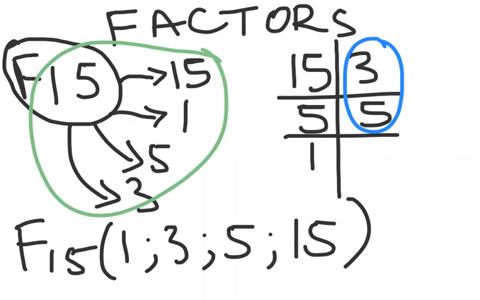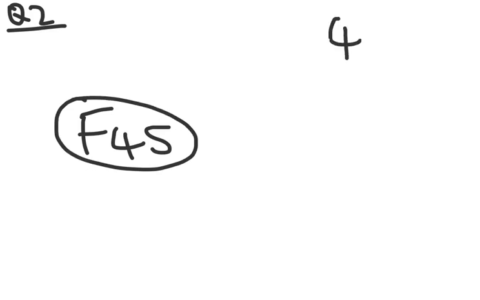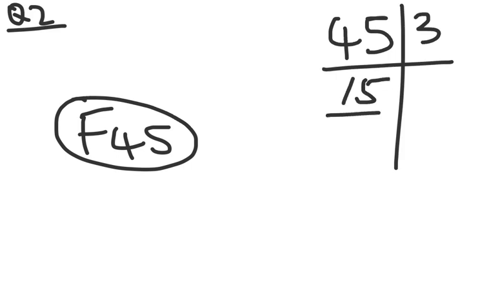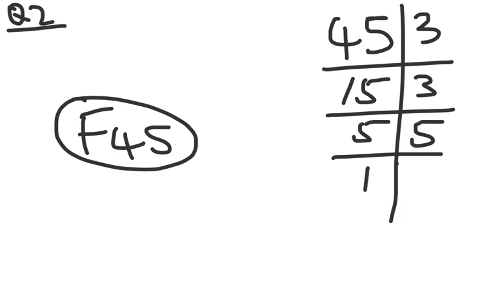Let's do another example. So that's question 1. Let's do question 2, factors of 45. So let's start again. You have 45. 45 can't divide by 2, but 45 can divide by 3. That answer is 15. 15 divided by 3 is 5. And 5 divided by 5 gives us 1. So really you can see there's a 3 and there's a 5. That 3 and 5 we can write down.